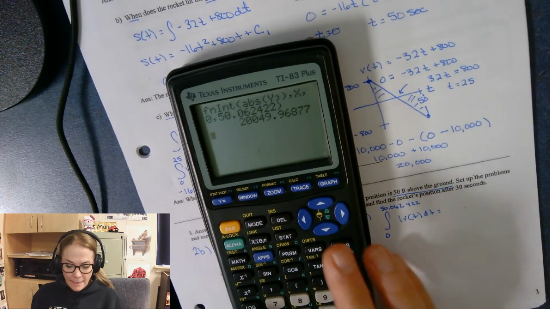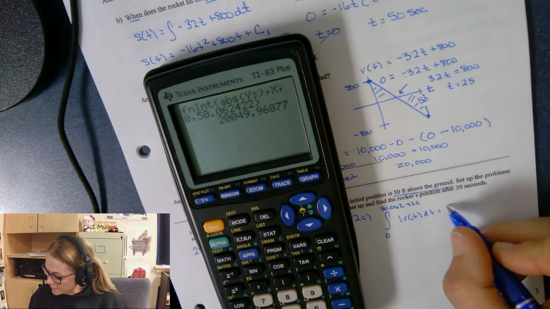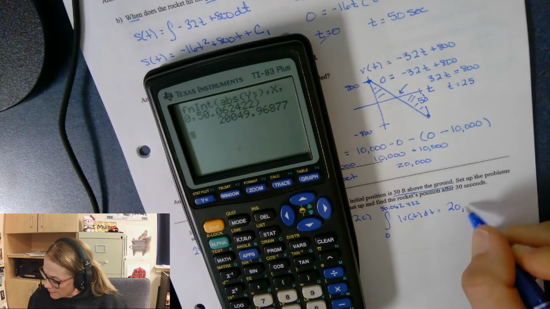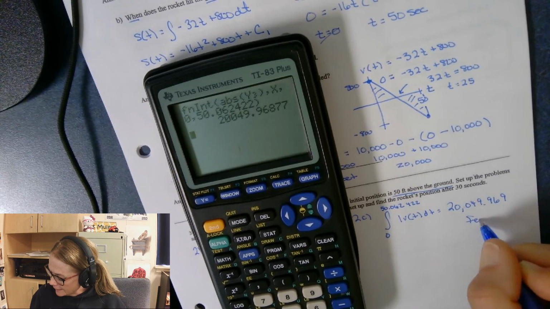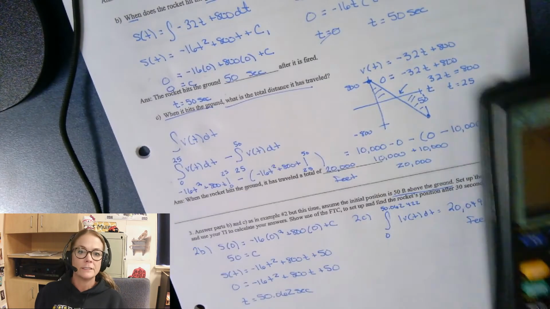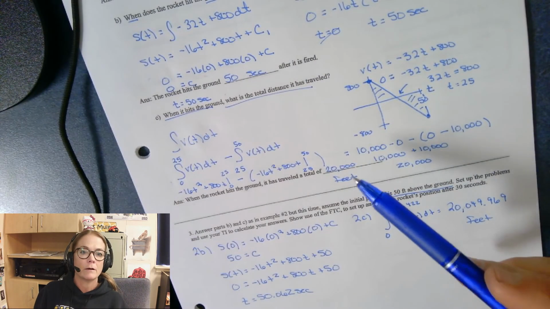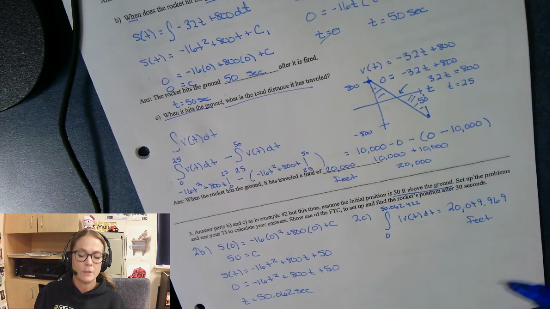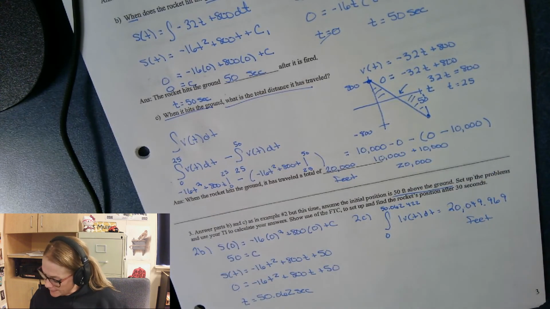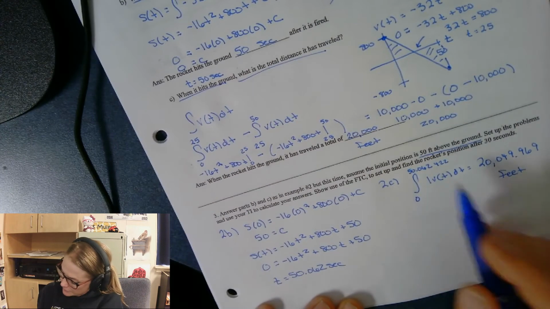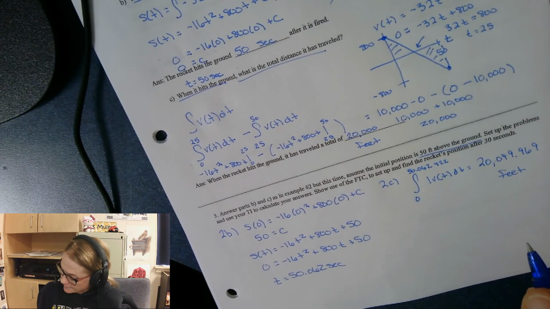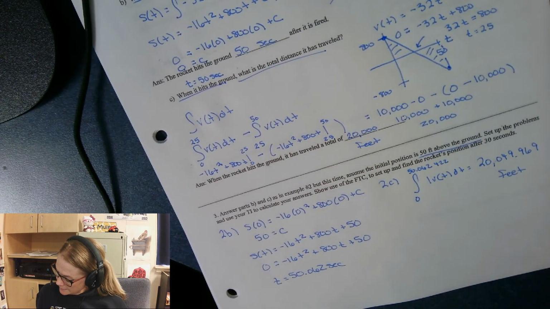All right, and so we get this total distance is 20,049.969 feet. A reasonable answer, right? It should be similar to this one, but a little longer to hit the ground because you started higher. Makes total perfect sense. Okay, show the use of FTC to set up and find the rocket's position after 30 seconds. Okay, so let's do that now.